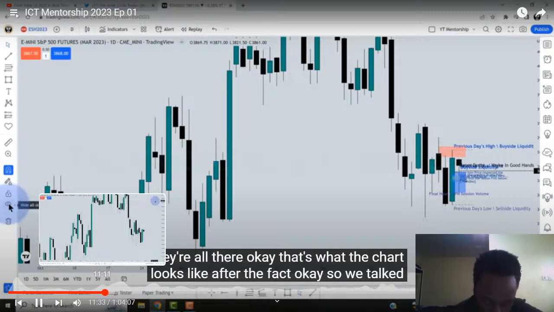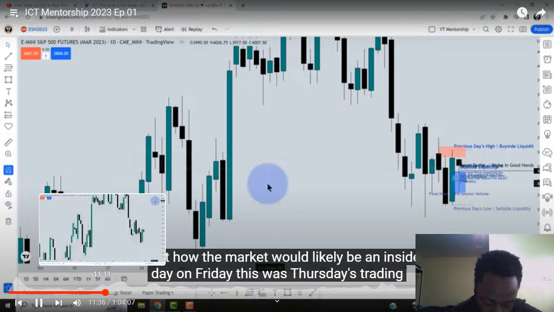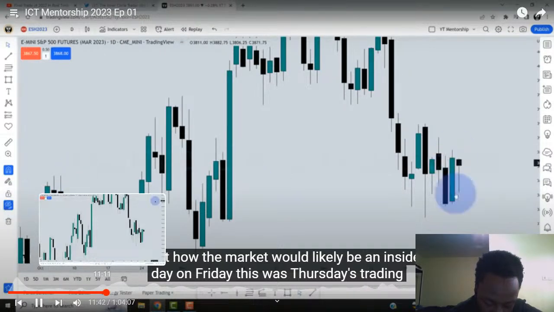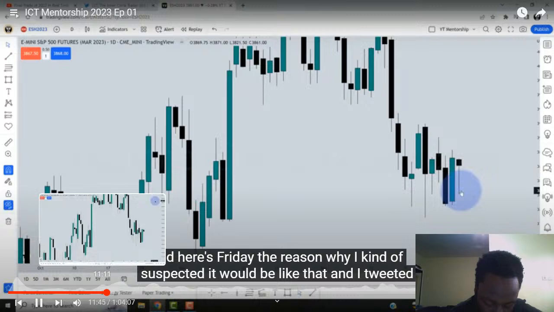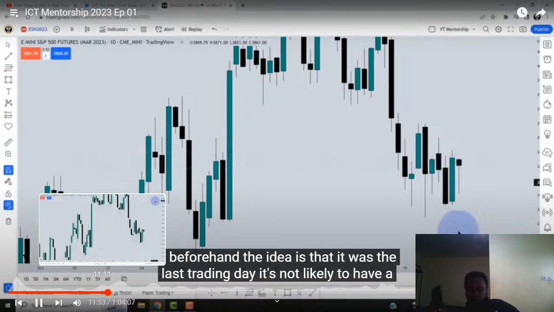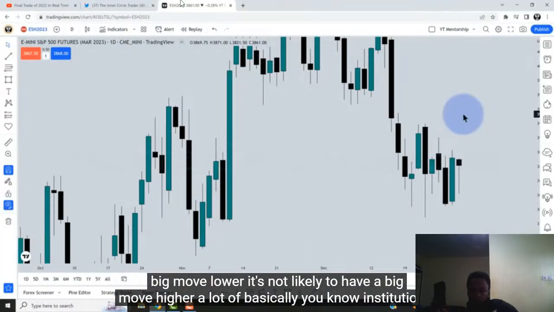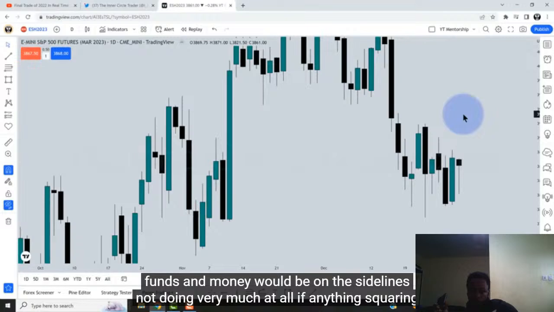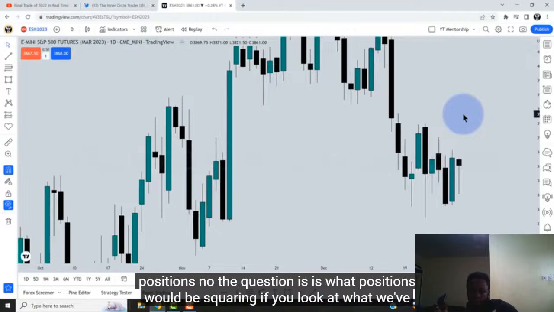Okay, so we talked about how the market would likely be an inside day on Friday. And this was Thursday's trading, and here's Friday. The reason why I suspected it would be like that, and I tweeted it beforehand, is that it's the last trading day. It's not likely to have a big move lower. It's not likely to have a big move higher. A lot of institutional funds and money would be on the sidelines, not doing very much at all. If anything, squaring positions. Now the question is, what positions would be squaring?